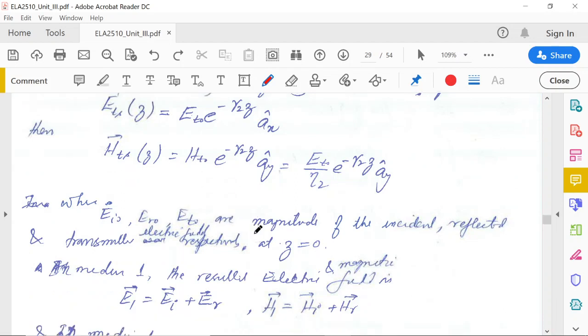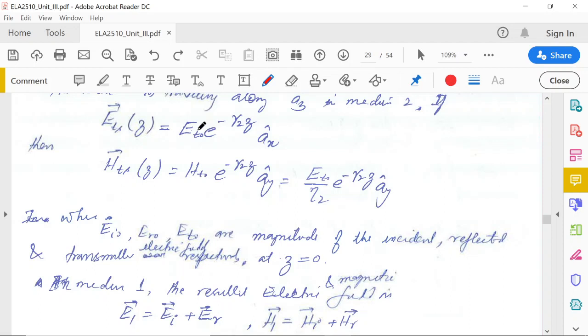Here you can have these expressions, where EI, ERO, ET are the magnitudes of the incident, reflected, and transmitted electric fields respectively at Z equals 0. So when you put Z equals 0, it will become ET naught only. So you can say ET naught is the magnitude at Z equals 0.